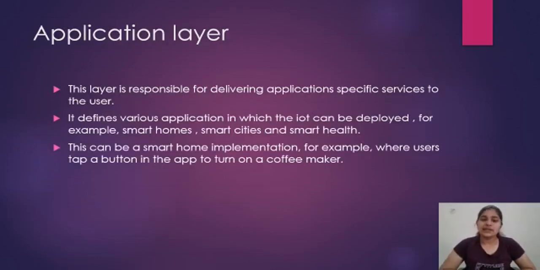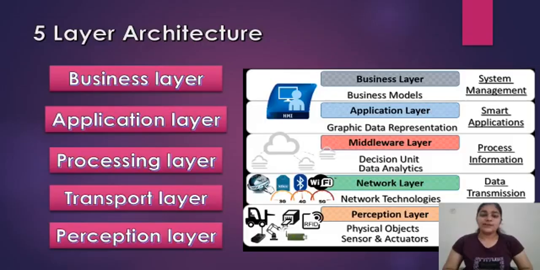Third layer is the application layer. This layer is responsible for delivering application-specific services to the user. It defines various applications in which the IoT can be deployed, for example smart home, smart cities and smart health. This can be a smart home implementation, for example, where users tap a button in the app to turn on a coffee maker. Now we come to the second type of architecture, 5-layer architecture.